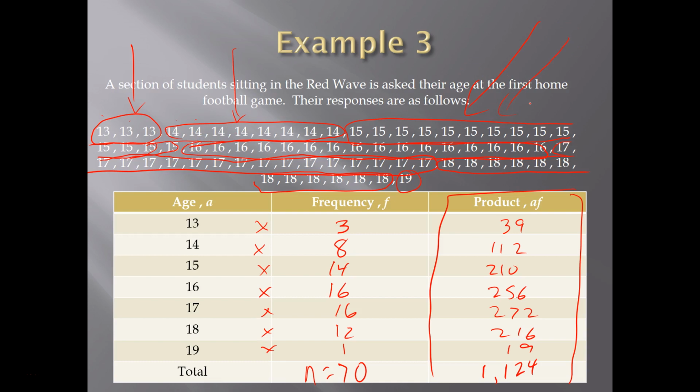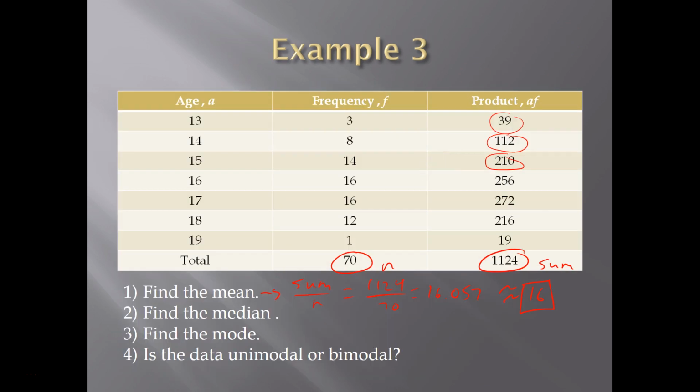You could go through and count until you get to the 35th and 36th person in this list, but there might be a little bit easier way in the frequency distribution. Let's look at the frequency. We know there are 3 13-year-olds, and then there are 8 more 14-year-olds. So far there's a running total of 11 people. Now there are 14 more people that are 15 years old. So far that's 25 people.